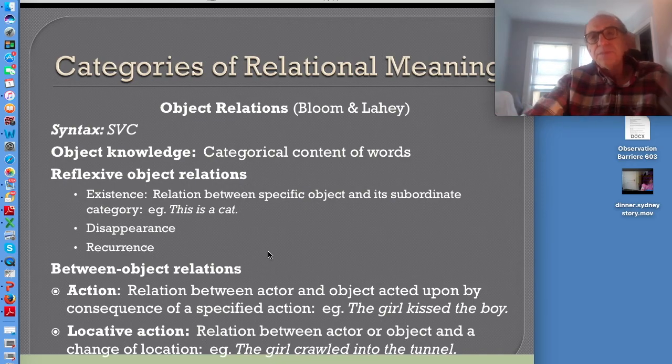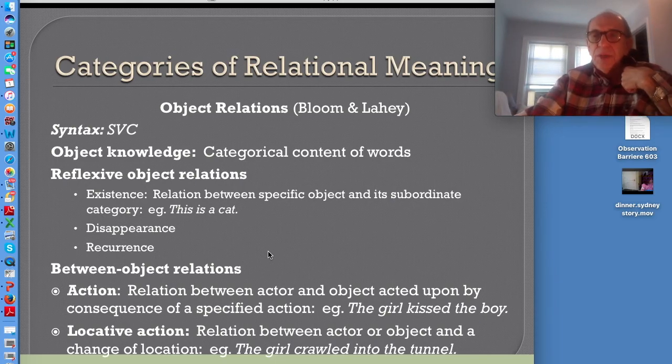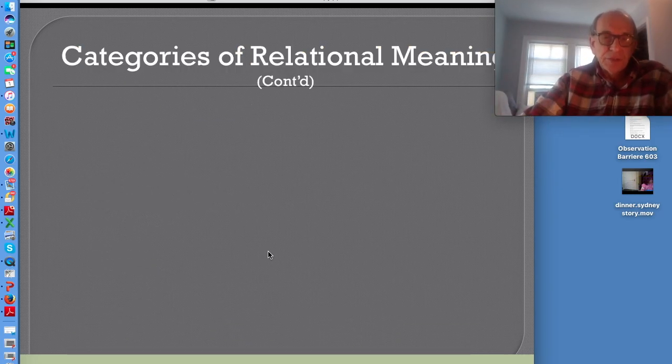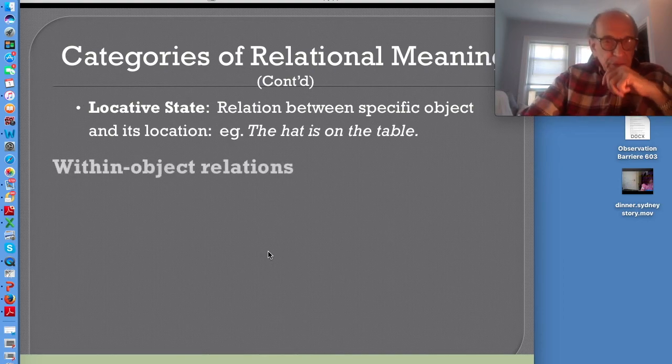Locative action. By the way, I put the Coke on the table. Locative action: between me, the Coke, and the table, through a change in location. Put is a locative action verb. Locative state: the Coke is on the table, everybody. Not moving. Action location develops before state location with children.